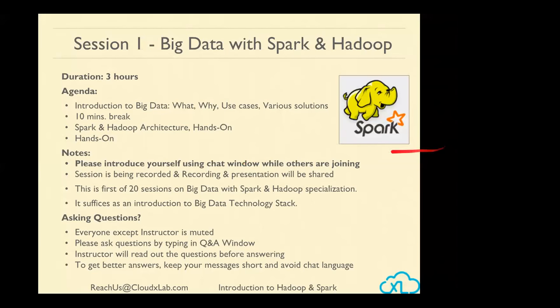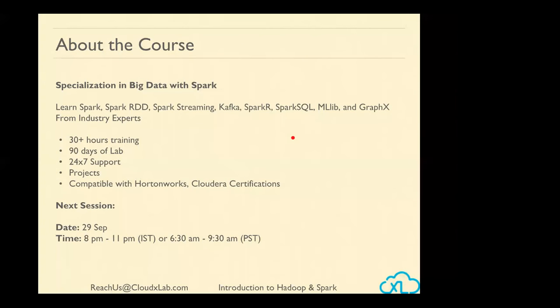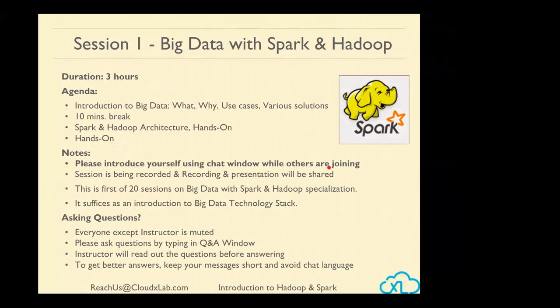This is the first session of the Big Data with Spark course. It is one of the best courses available on the internet today. It has 30 plus hours of training, 90 days of lab, 24/7 support, projects, and is compatible with Hortonworks and Cloudera certifications. The next session is on 29th September, next Saturday, from 8 to 11. Those who have just logged in can take a look at the agenda. I hope you are able to see my screen.